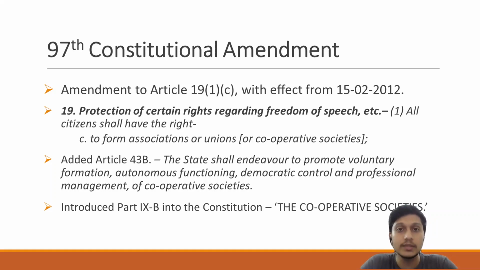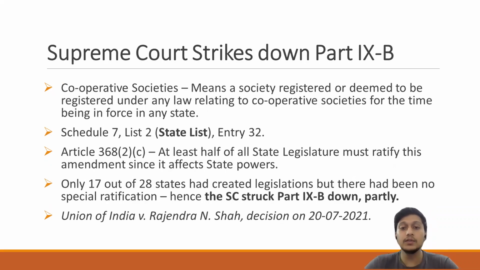Article 43(b) was introduced as a new article which spoke about the state fostering cooperative societies. Now, the state here does not mean each individual state, but it talks about the country or the Union of India as a state. It also introduced Part 9(b) into the Constitution, which is titled the Cooperative Societies. You can Google Part 9(b) and read all the intricacies that were added. But the focus here is why the Supreme Court struck it down and what was the issue regarding division of power and the Indian structure as a federal, state, and union of states. Let's move into the issue.